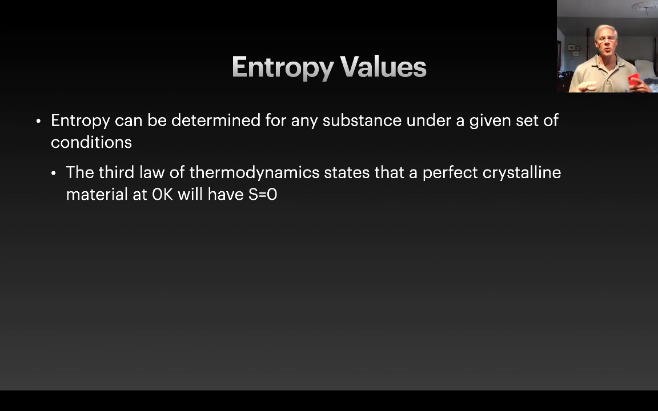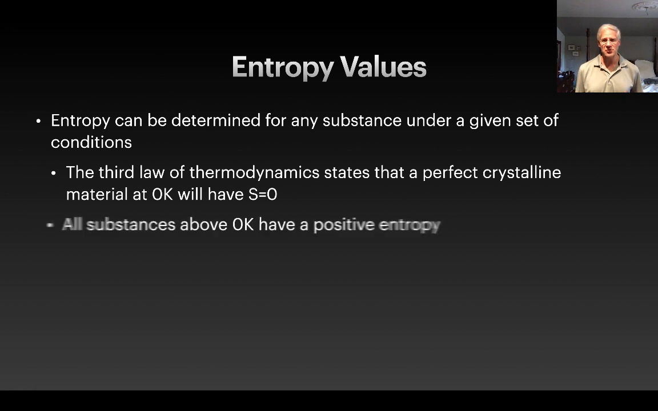What is ordered? What is perfectly ordered? What is disordered? So the third law of thermodynamics states that a perfect crystalline material at exactly 0 Kelvin will have an entropy equal to 0. So this is a kind of a philosophical, a theoretical baseline, because we have that 0 Kelvin there, and that will give us an entropy of 0.